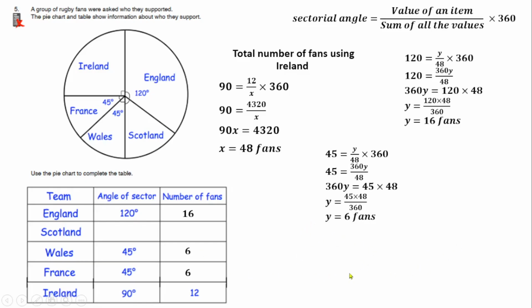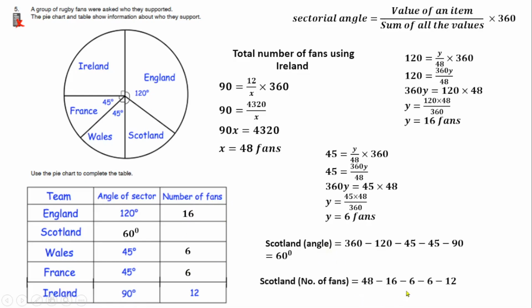For the same thing, you have 45 degrees, so this one is also going to be 6. Then for Scotland, to get the sectorial angle, that would be 360 minus 120 minus 45 minus 45 minus 90. That gives us 60 degrees for Scotland. Then to get the number of fans for Scotland, all you need to do is add all these fans together and remove the sum from 48, the total fans, and that should give us 8 fans as well. So we can see how we have been able to complete this table using the information in the diagram given to us and the formula for finding the sectorial angle.